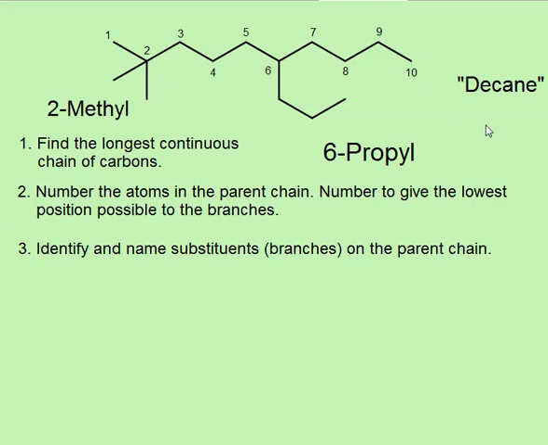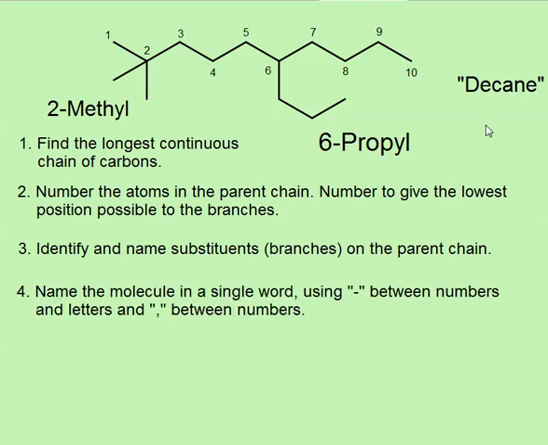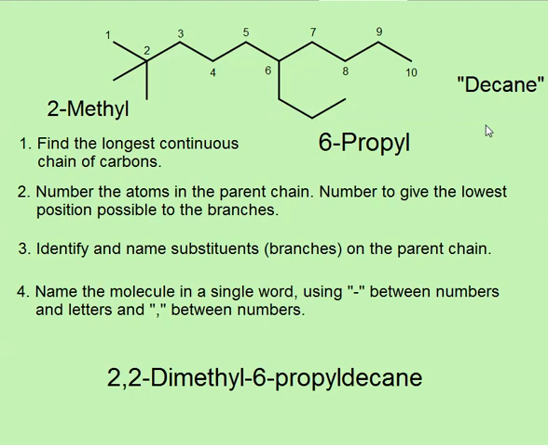So putting this all together, we are going to name it as 2,2-dimethyl, M for methyl before P for propyl, 2,2-dimethyl 6-propyl decane.